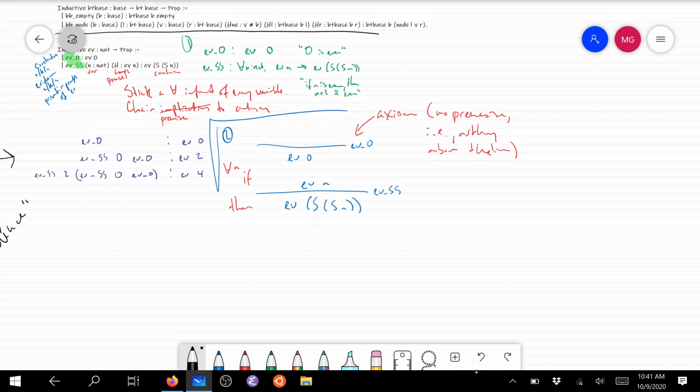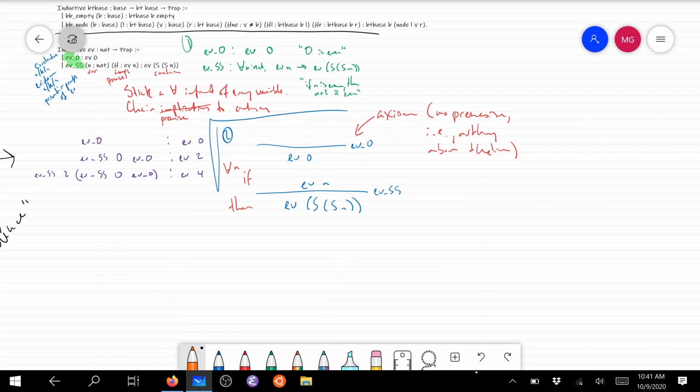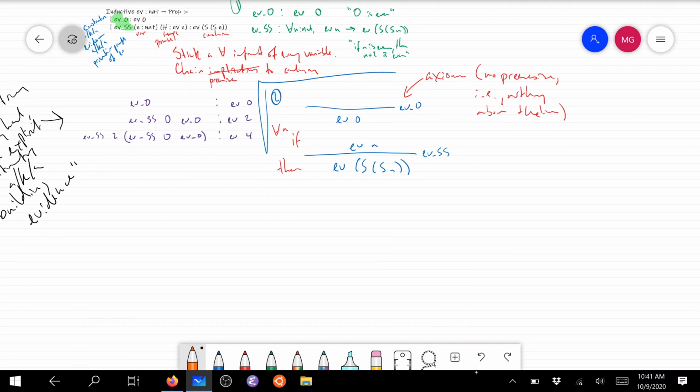What I like about inference rules in particular is that the notation, where the things above the line imply the things below the line, implies a natural tree-like approach to talking about how any of these bits work. So let's see what I mean by that. Let's say we wanted to prove EV4. Well, we might say EV4 via EVSS, it suffices to show EV2.